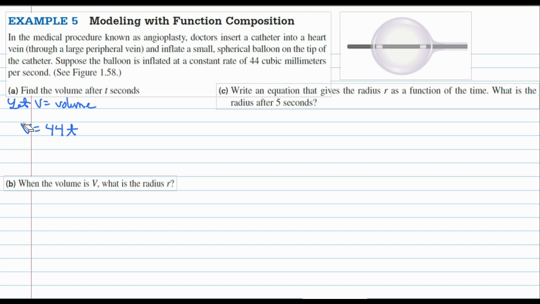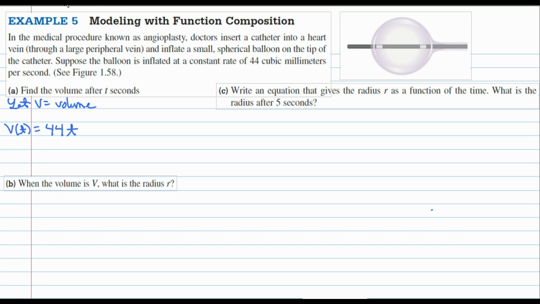Now, volume here is a function of t, so I'm going to put V of t to represent that the input of this function is the variable t. Part B asks, when the volume is V, what is the radius? That sounds like V and then the input would be r, but if you read that carefully, we are supposed to be outputting the radius, and volume will be our input.